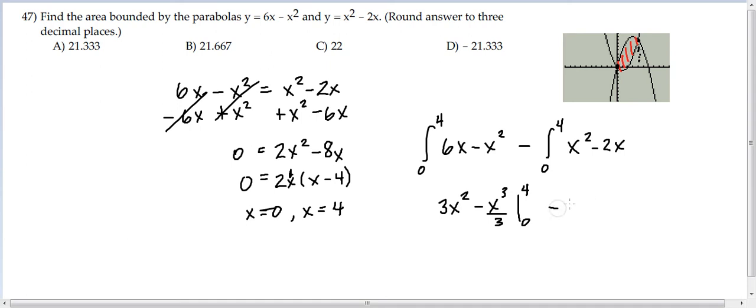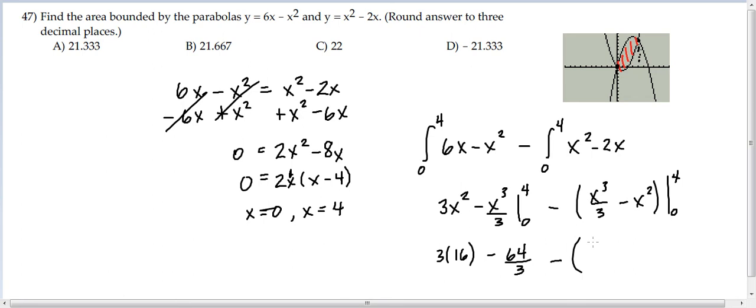And then this integral is going to be x cubed over 3 minus x squared, evaluated from 4 to 0. So when we put 4 in here, we get 3 times 16 minus 64 thirds, minus, now parentheses, we're going to subtract all of this, 64 thirds yet again, minus 16. Now notice when we put 0 in, this is all 0, and this is all 0, so we don't really need to worry about evaluating the bottom end.